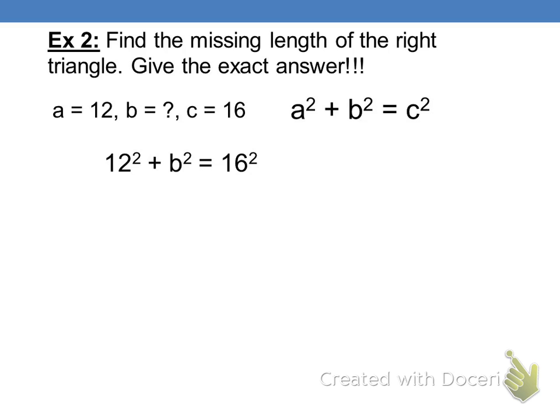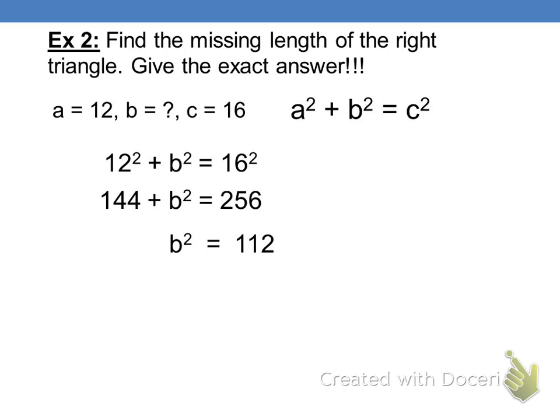144 plus B squared equals 256. Yes, the next step would be 144 plus B squared equals what? 256. Good. Then what? Subtract 144 from both sides. You get that B squared equals 112.